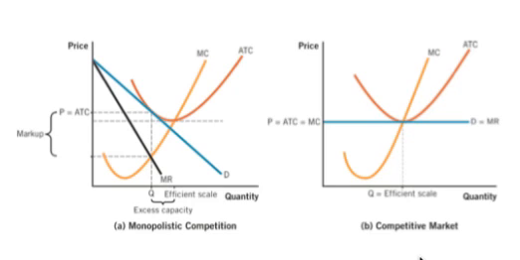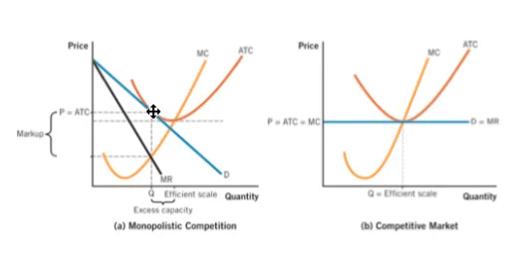These two graphs are great illustrations of the difference between monopolistic competition and a competitive market. So first, let's focus on the figure on the left, the case of monopolistic competition. Here, just as before, we would expect the monopolist to set quantity where marginal revenue intersects with marginal cost, and the price is dictated by where that quantity intersects with the demand curve.